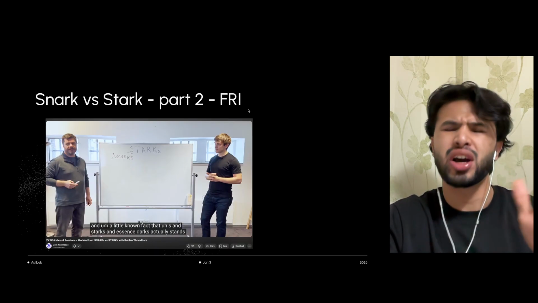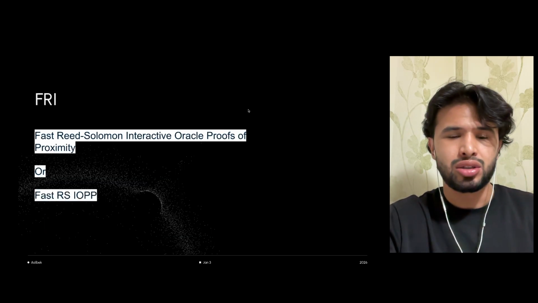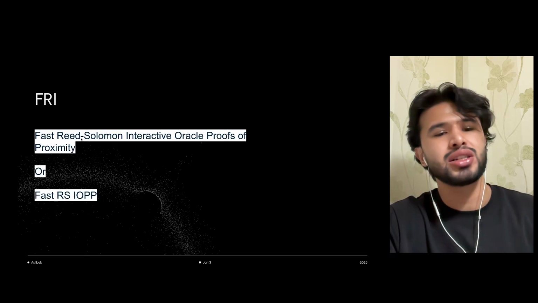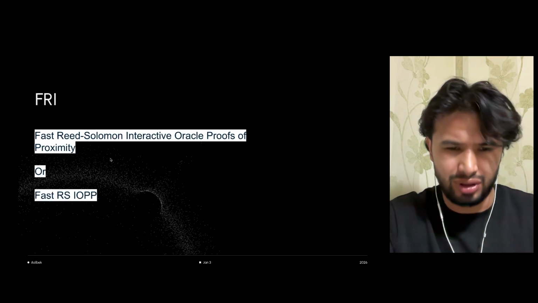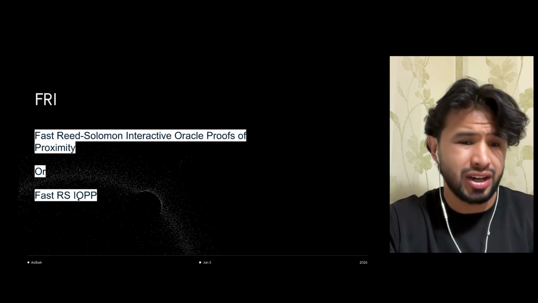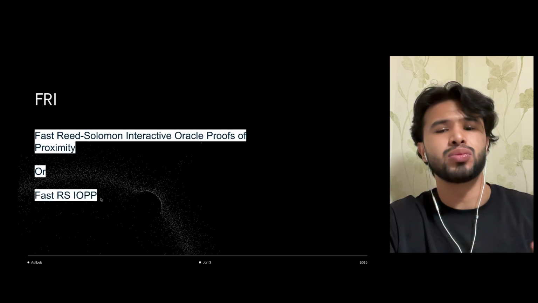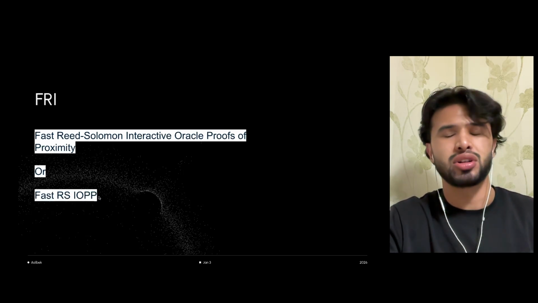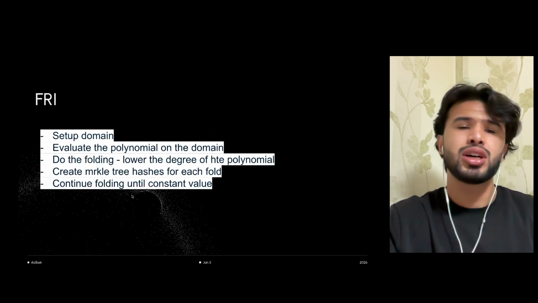It took me quite a while to actually understand the concept, I think. So FRI is what this means. It's a Fast Reed-Solomon Interactive Oracle Proof of Proximity. That's the full length, or it's going to be Fast RS-IOPP. So, yep, that's it. And what does FRI do?